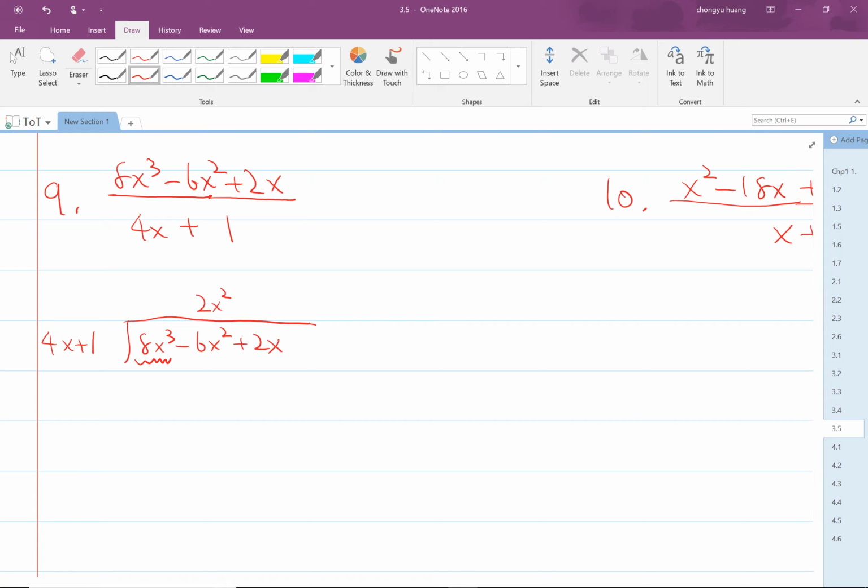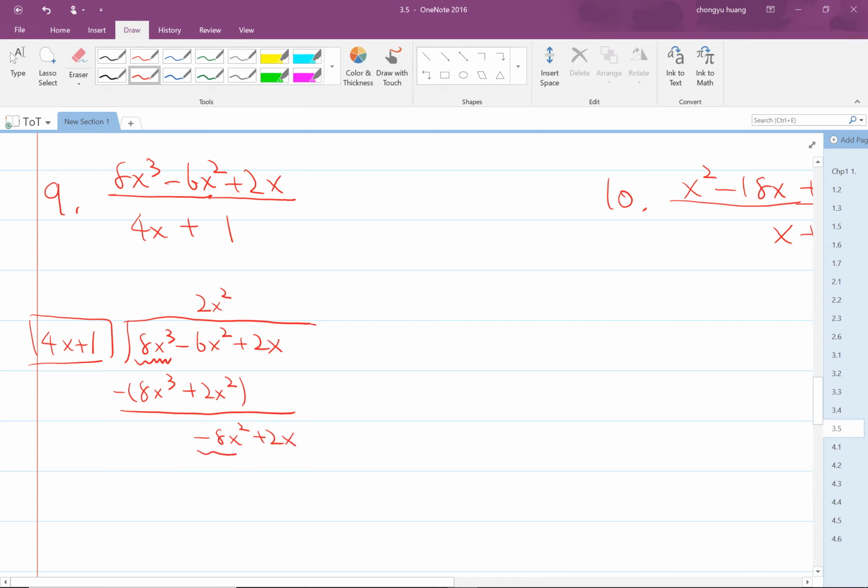So basically what we have is 4x multiplied by 2x squared, so we have 8x to the power 3, right? And then we have a positive 2x squared. And as always, we want to subtract it. The 8x to the power 3 just gets cancelled, right? And then negative 6x to the power 2 minus positive 2x to the power 2 becomes negative 8x to the power 2 plus 2x, right?